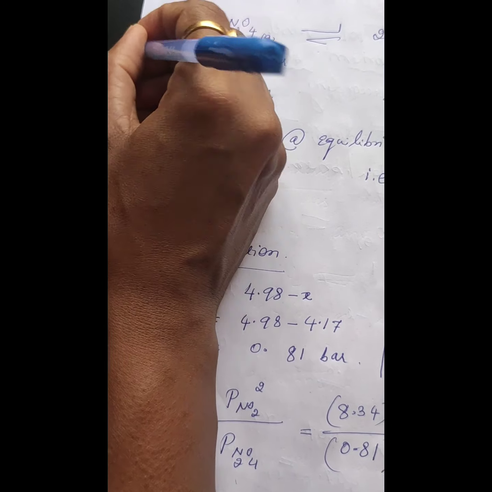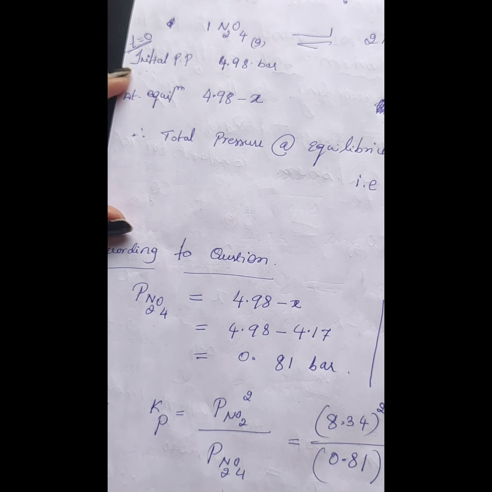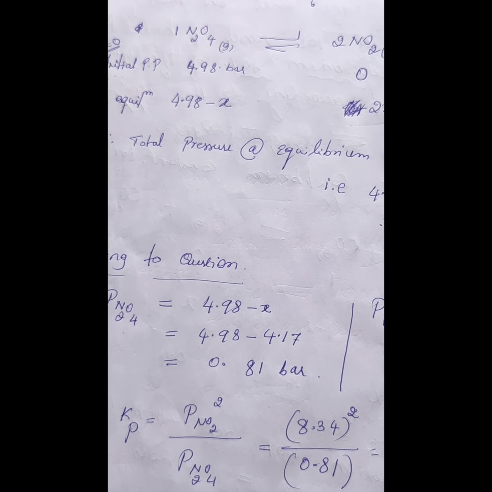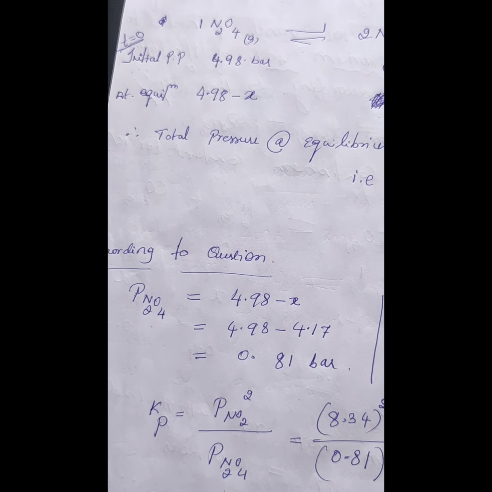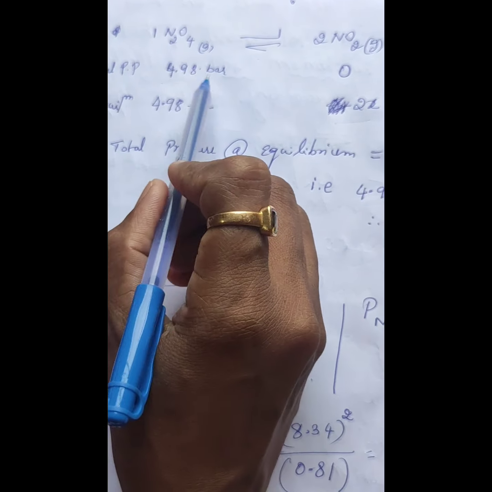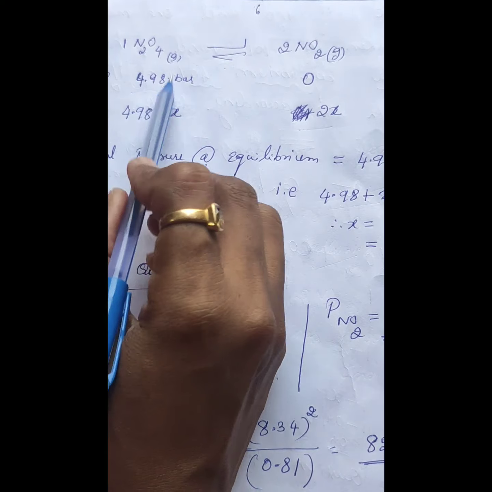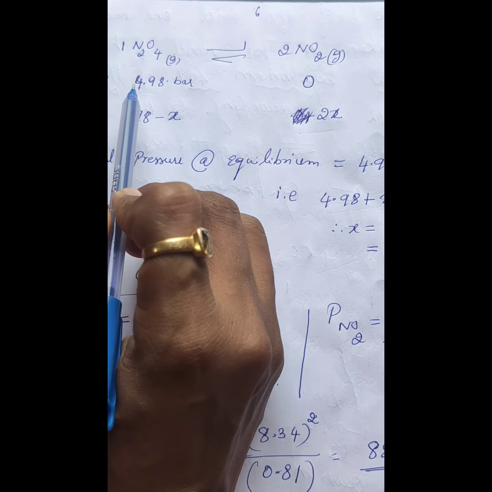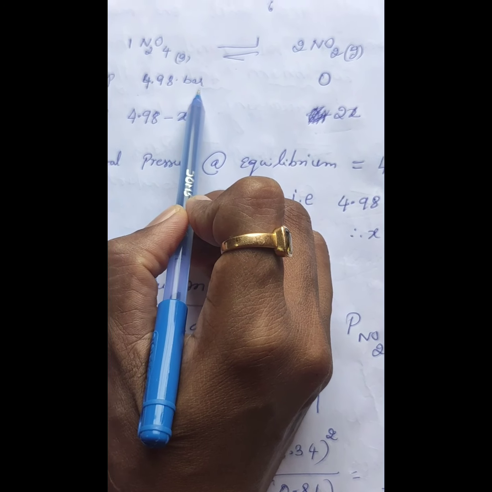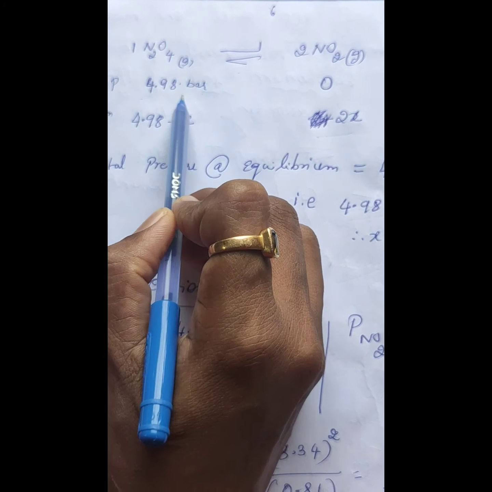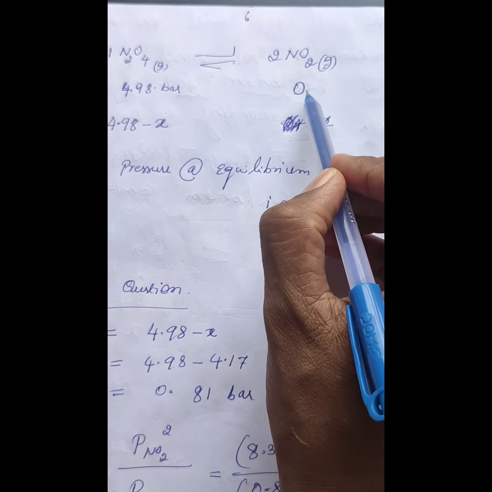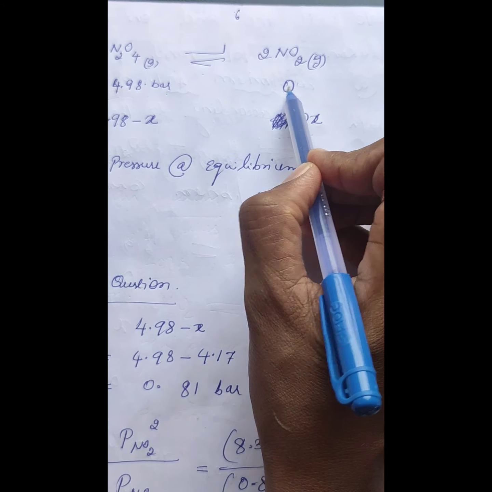At time equal to T0 seconds, because the reaction has not started, the initial point can be taken as 0. So at that initial point, what will be the pressure of the reaction media? That is found to be 4.98 bar, which we calculated in the earlier step. And as the reaction has not yet proceeded, you are not going to get any product. That's why we take it as 0.